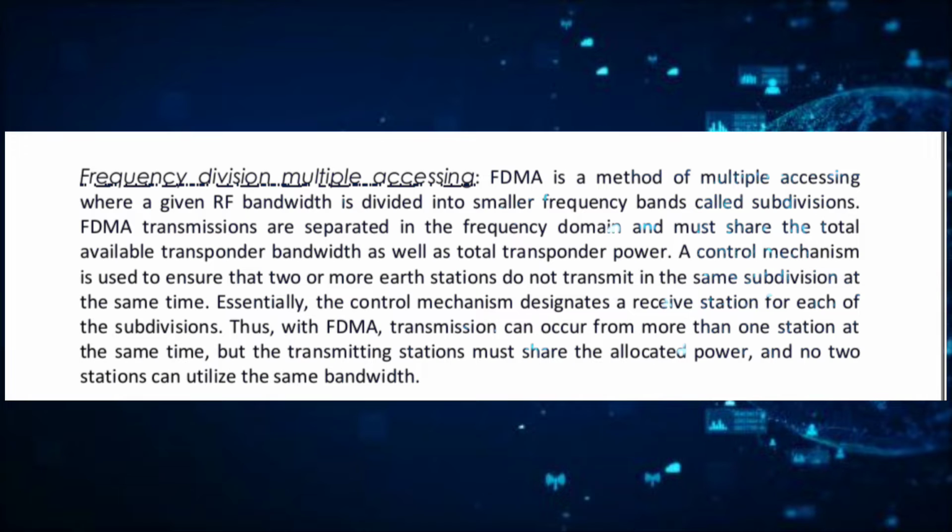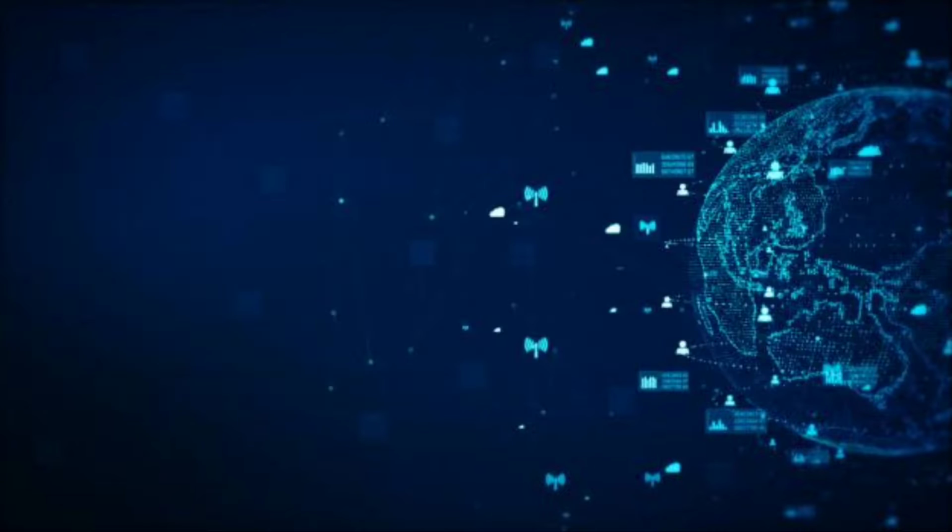Thus, with FDMA, transmission can occur from more than one station at the same time, but the transmitting stations must share the allocated power and no two stations can utilize the same bandwidth.